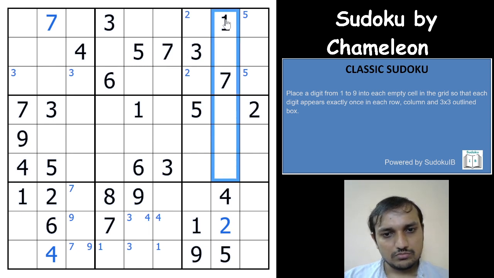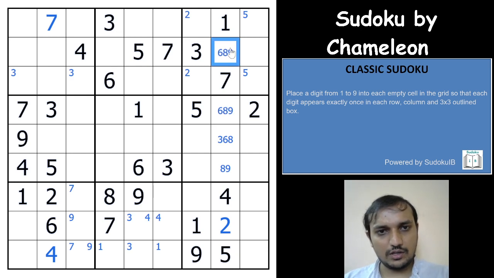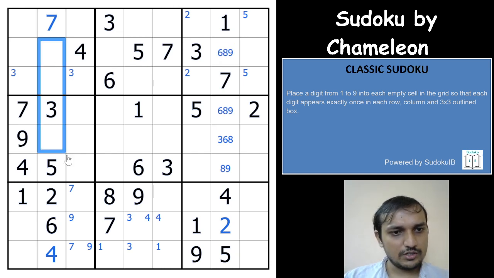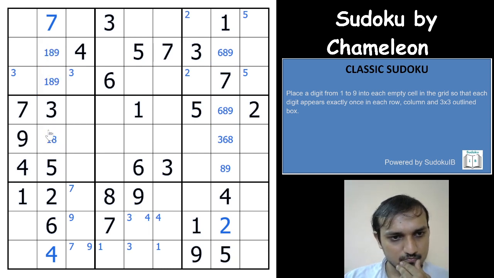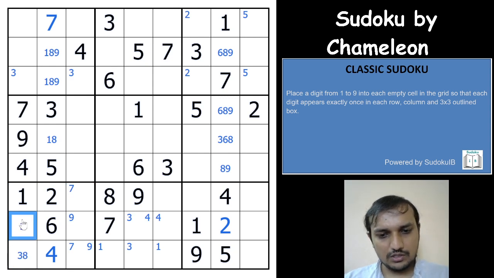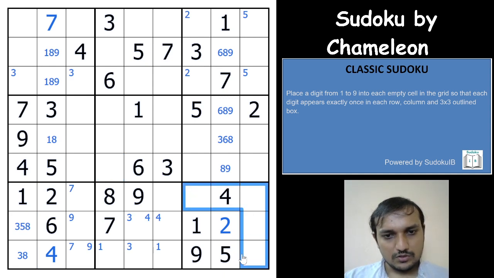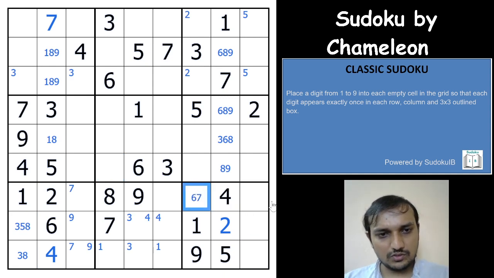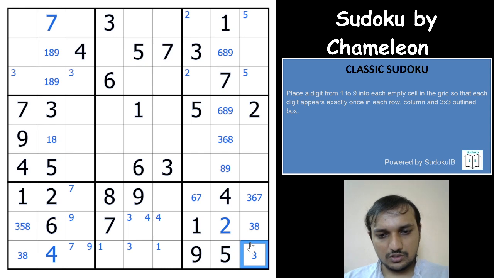Here we have candidates 3, 6, 8 and 9, then 6, 8 and 9 again. Here it is 1, 8 and 9, so let us write that. 9 won't be here, so this is 1, 8. Then 3, 8 and 3, 5 and 8. Then 3, 6, 7 and 8, and so on for the remaining cells.